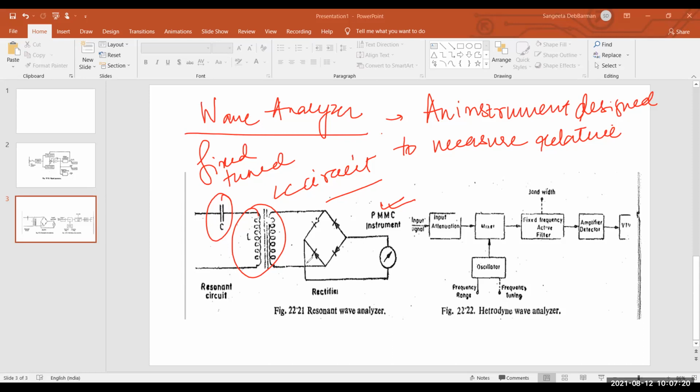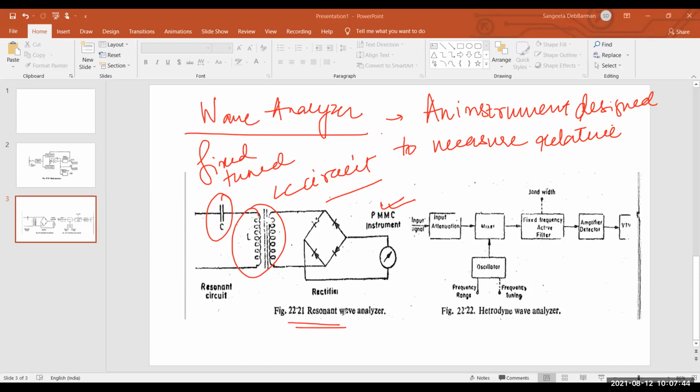Means, at low frequency, you have to see at what frequency this resonant wave analyzer will work. So very large values of L and C are required, and their physical size will become impracticable. However, this system is useful in some applications: the resonant wave analyzer.